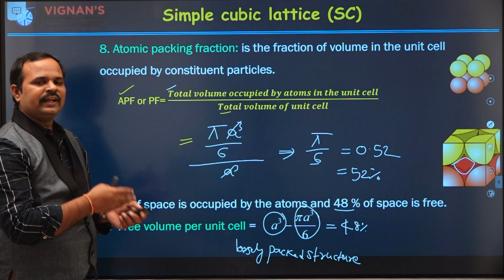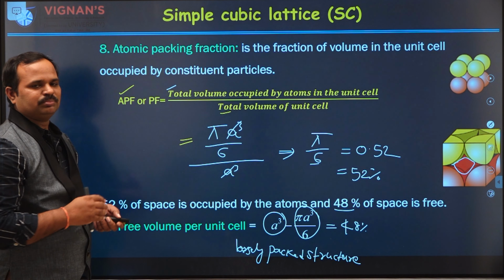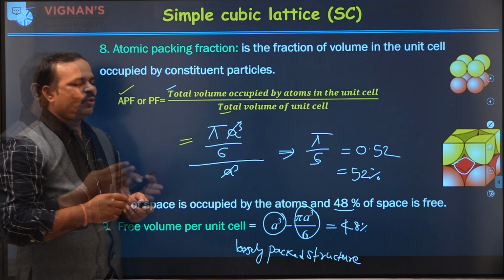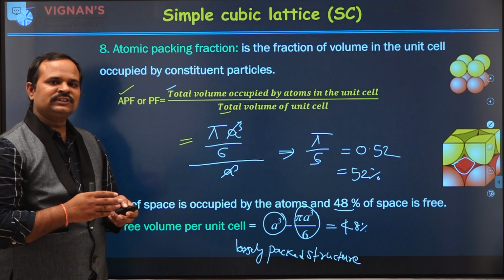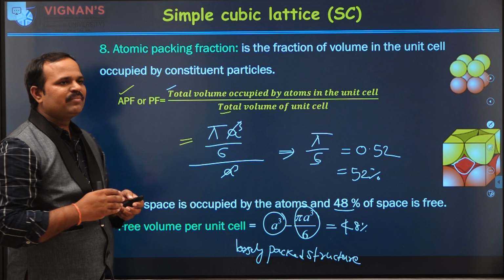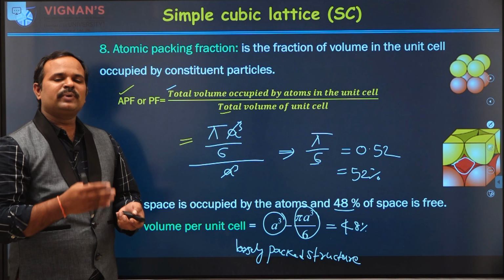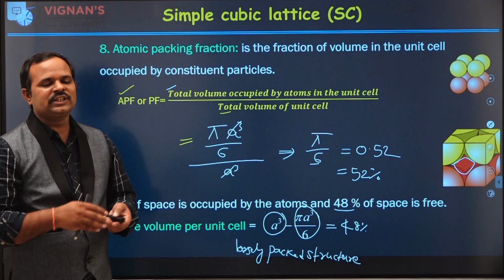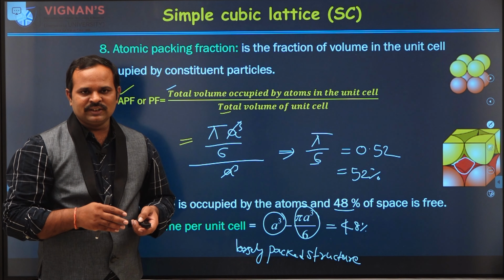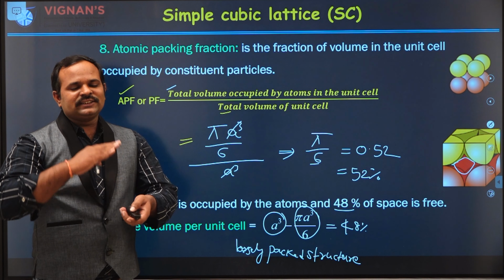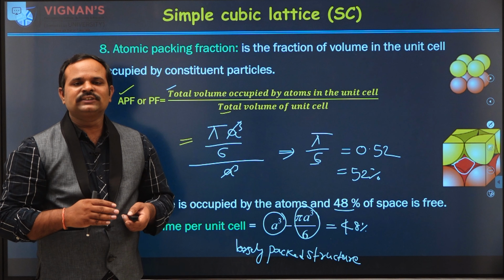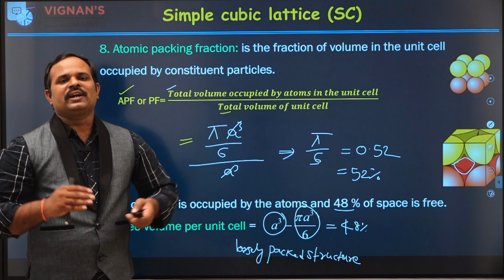So this is how we can derive various parameters for simple cubic. In summarizing, we have derived coordination number, atomic radius, number of nearest neighbors, nearest neighboring distance, atomic packing factor, and number of lattice points per unit cell for a simple cubic. The atomic packing fraction is 52% for simple cubic and 48% is completely free. So we can say the simple cubic lattice is a loosely packed structure.